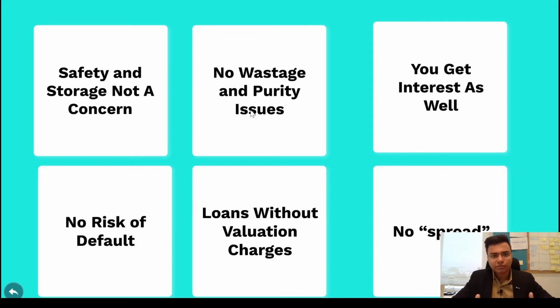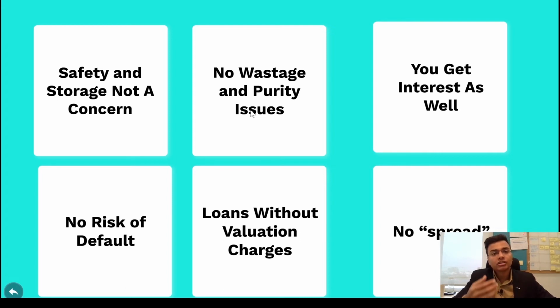Generally, governments don't default. There have been extreme cases such as Venezuela, but our government is in a much more comfortable position. So there is no risk of default as such. And then loans without valuation charges. This is really important. Most of the time when you pledge your gold and you take a loan, the bank will charge you something called valuation charges.